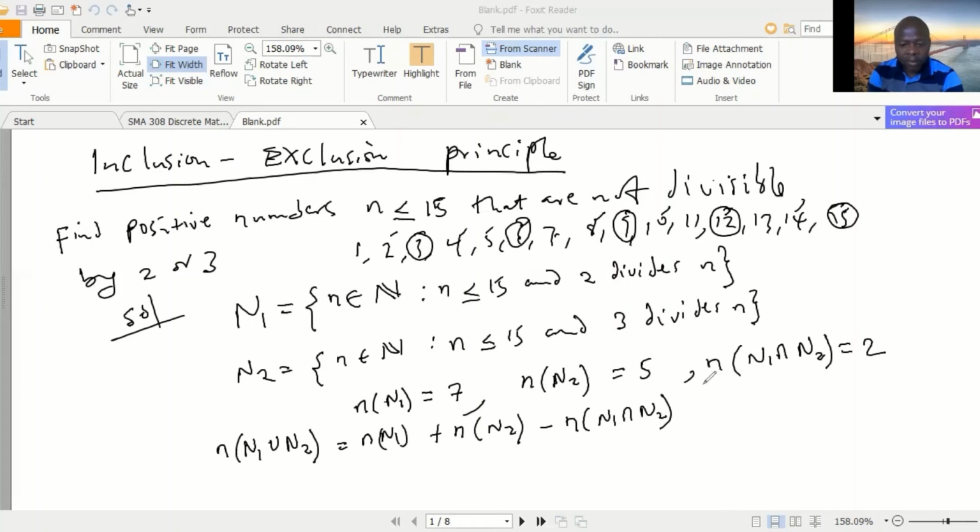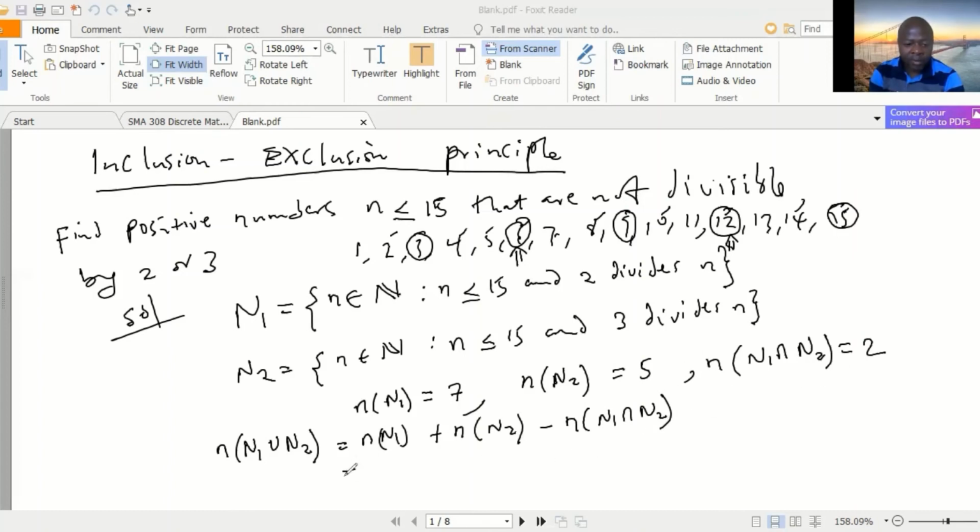So the number of elements which are divisible by both 2 and 3 is 2. And you can see which ones these are. 3 is not, 4 is not, 6. 6 is one of them. Is it divisible by both 2 and 3? 9, 15, 12. 12 is another one. Is it divisible by both 2 and 3? So there are only 2 numbers.